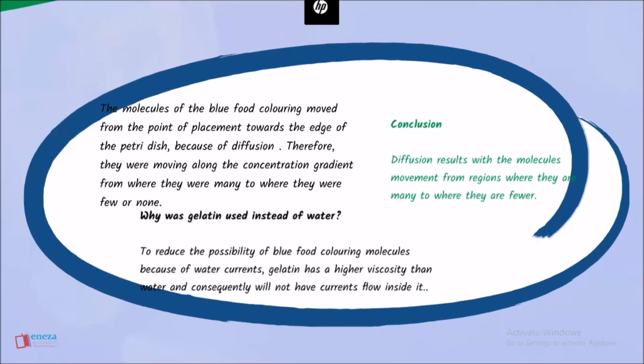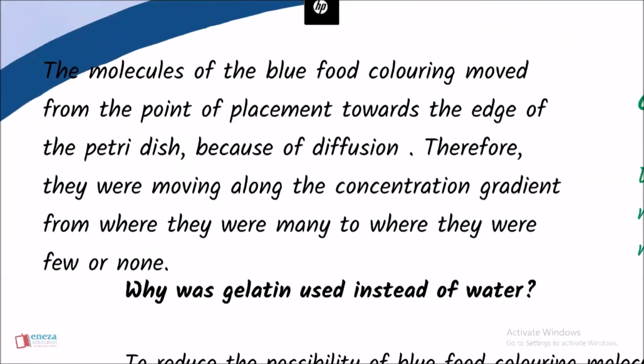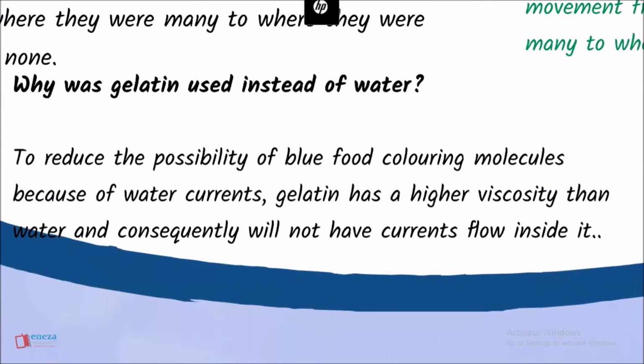Remember, we asked a question: why did we use gelatin instead of water? If your answer was to reduce the possibility of blue food coloring molecules moving because of water currents, gelatin has a higher viscosity than water and consequently will not have currents flow inside it. Gelatin, just like gel, is very heavy. That's why we say it has a high viscosity. So movement is usually restricted, unlike water, which is less viscous.